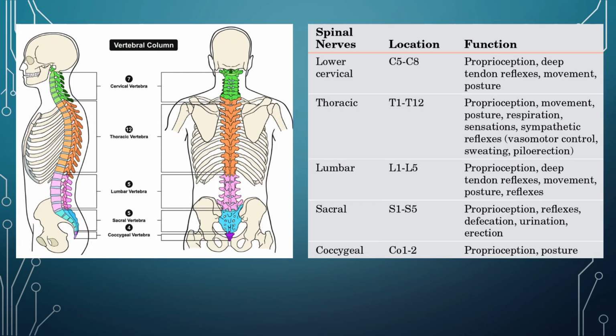So here is your vertebral column labeled. You've got your cervical spine, thoracic, lumbar, sacrum, and coccygeal. What I want you guys to know from this slide is, in general, what these areas control. So your neck, cervical spine, movement and posture, really posture and head control is what's managed there.